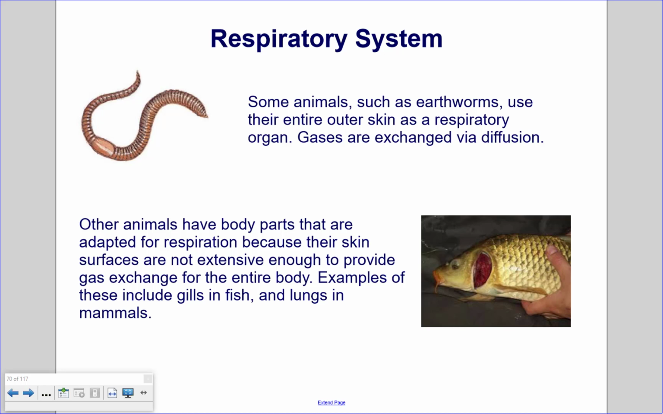Mammals have to breathe this way because if their skin was just all moist, then they would simply dry out, especially the mammals that live in desert climates. They would not be able to survive.